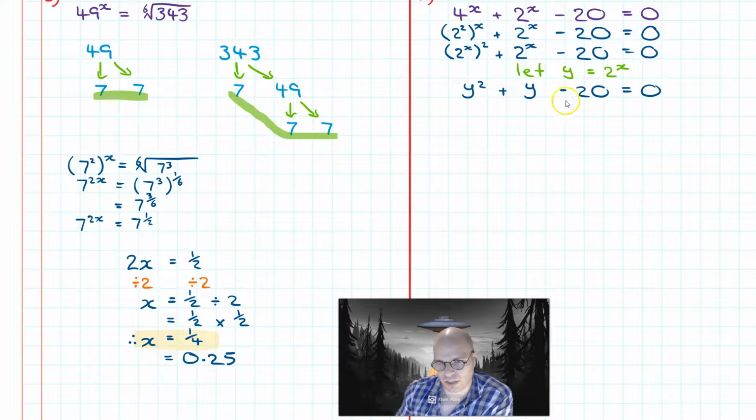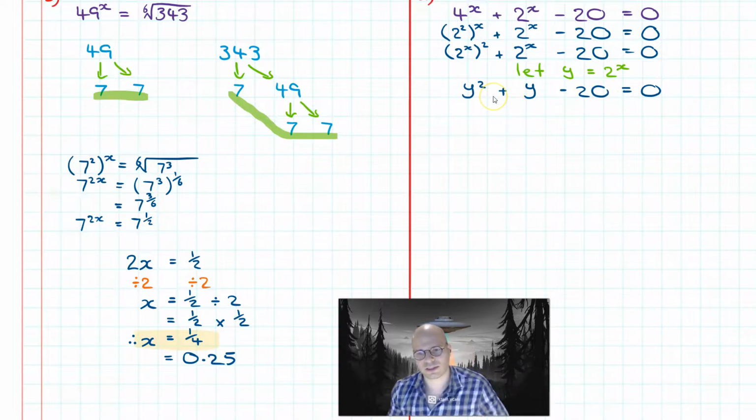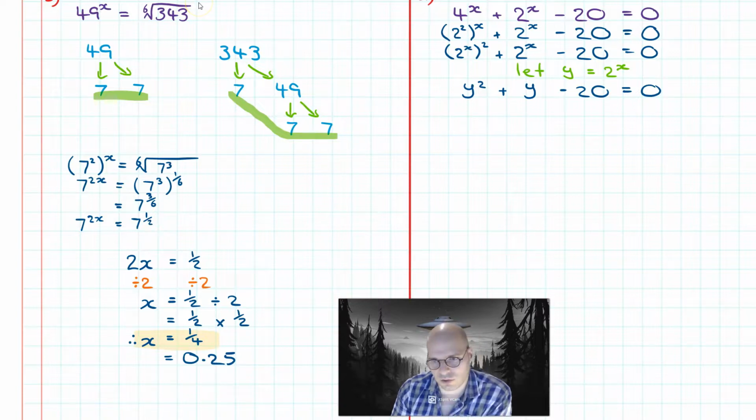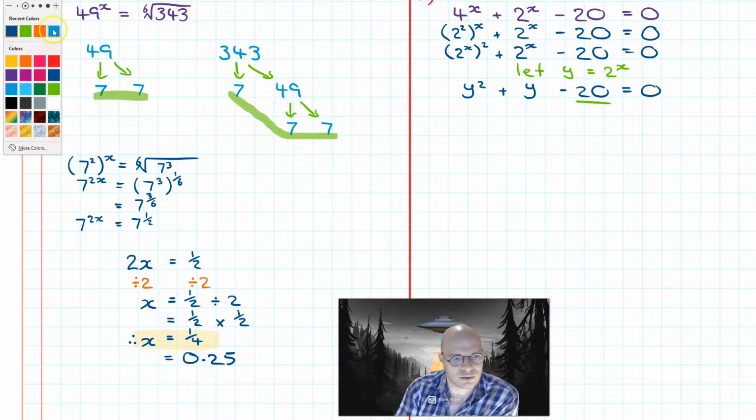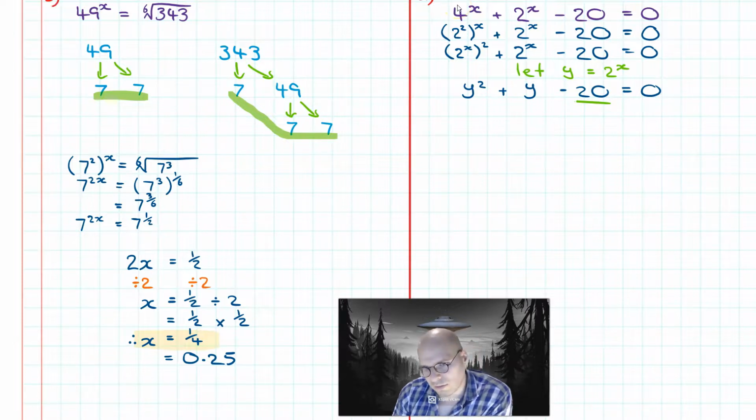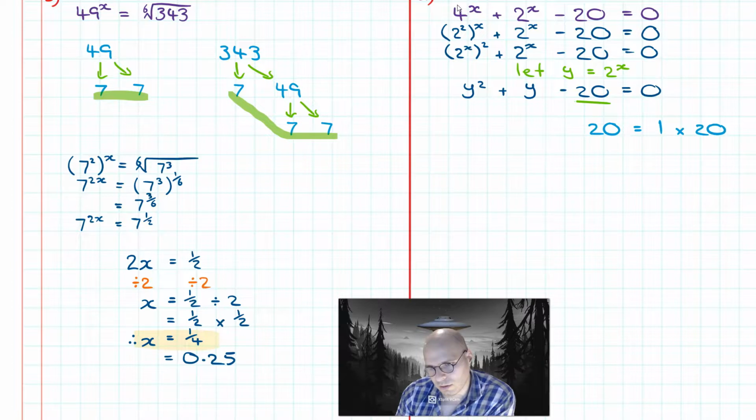Solving this, we're going to factorize the trinomial over here, and then we're going to solve for y using the null factor law. To do this, I turn my attention to the 20, ignoring the minus at the moment, and I ask myself, what are the factors of 20? Now the factors of 20, starting from 1, we have 1 times 20.